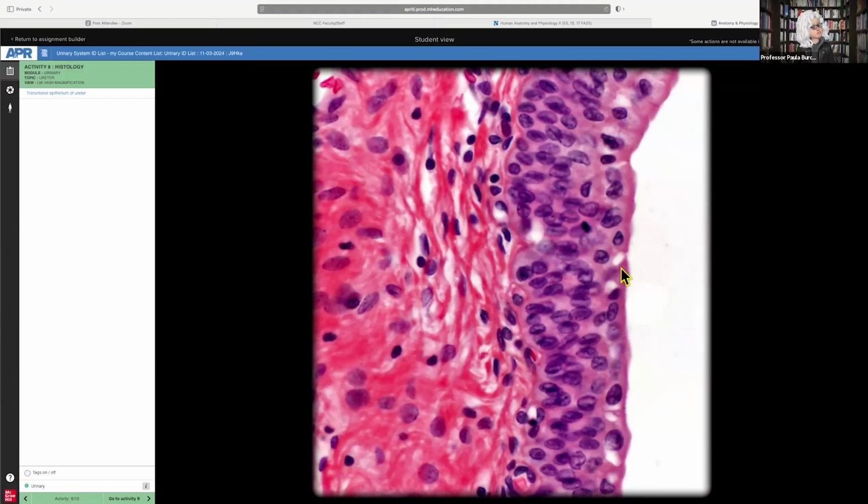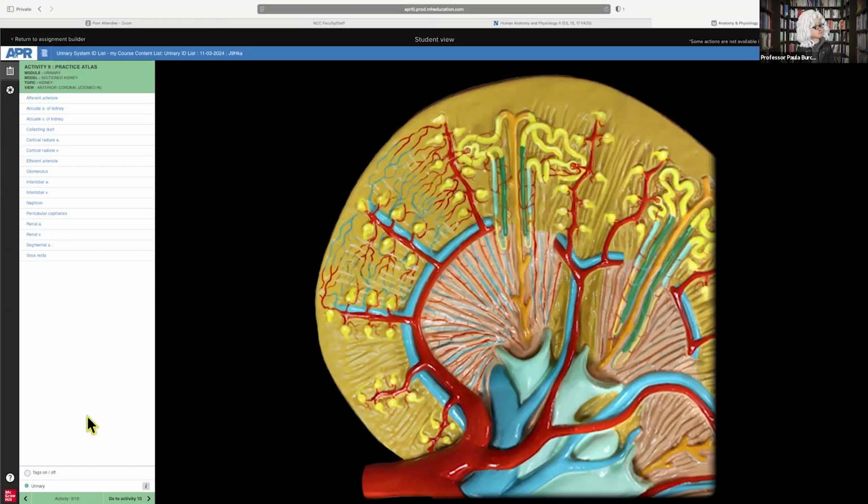This is looking at the transitional epithelium. Notice that it's stratified. You'll be able to identify this from stratified squamous epithelium because all of the nuclei are going to be round, even up at the apical surface. These cells will look cuboidal or columnar. So this is my transitional epithelium. Again, this is the ureter.